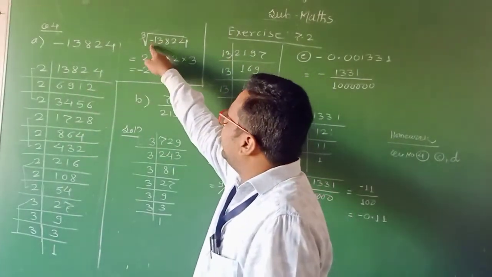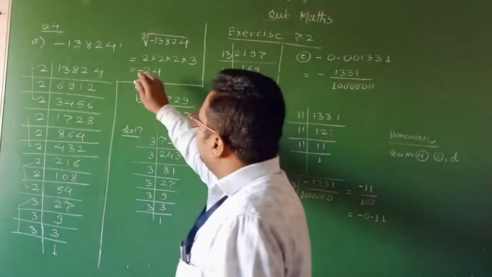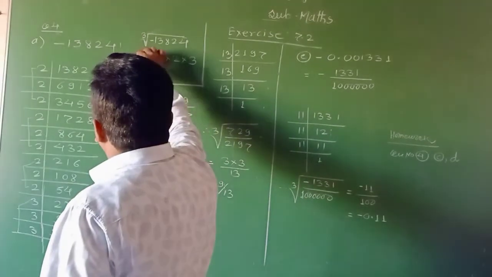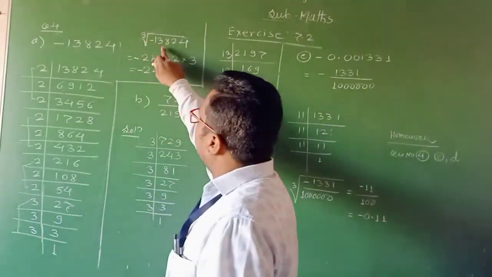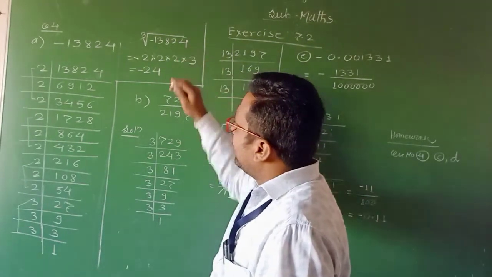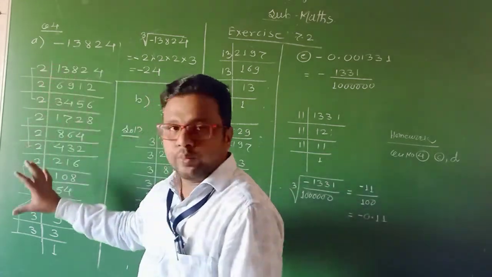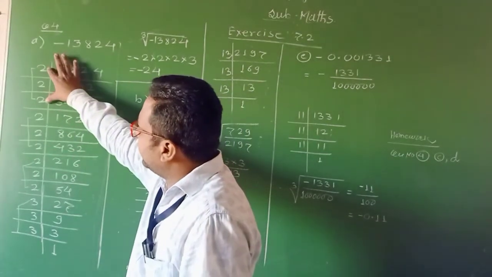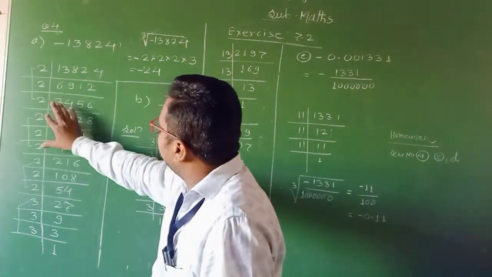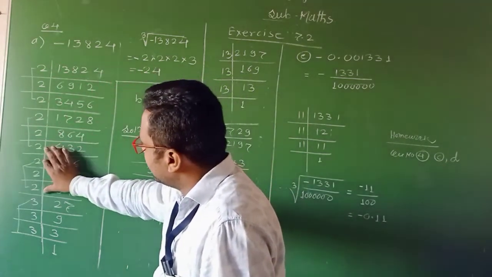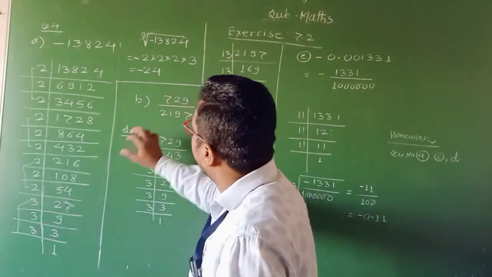Cube root of negative 13,824. The cube root of a negative number is negative, therefore we put the negative sign here. And for the cube root of this number, we take one number from each group. There is a group of 3 numbers 2, 2, 2, and from that we take 2. From the next group we take 2. And from this group we take a single number, that is 2. And from this group of 3 we take the 3.